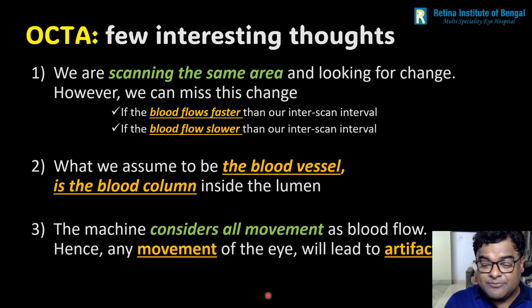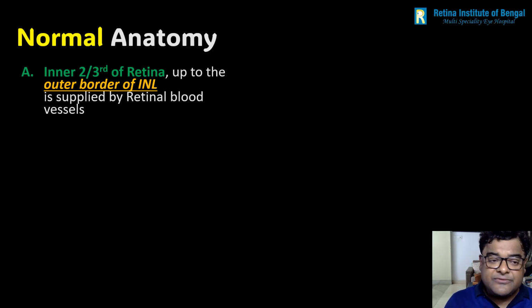And the third interesting point is that if there is any movement, the machine will consider this as blood flow, even though there may not be blood, but there may be movement due to some other reason. And that is why OCT angiography is a highly sensitive system, and it is also very prone to artifacts. And that is why, when we are interpreting OCT angiography, we have to take some cautions, which I will come to next. So let us first see how a normal OCT angio looks. And before we go there, let us quickly revise how is the organization of the blood vessels in a normal retina.